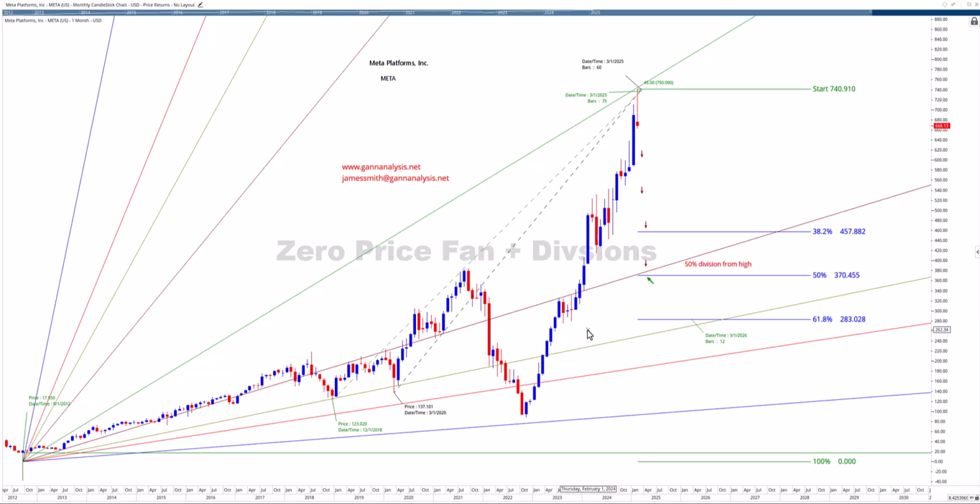We rallied pretty steeply all the way back to the 1 by 1. That was an amazing rally. I think it's ready to go down. Now, I have other charts, we don't base our analysis on this one chart, but, like I say, if you become a client, you'll see all the charts.